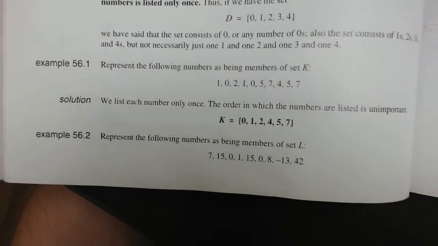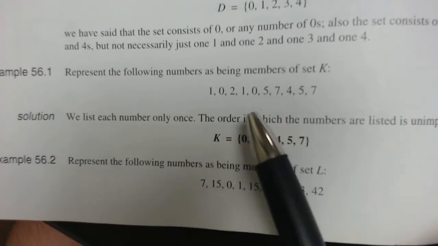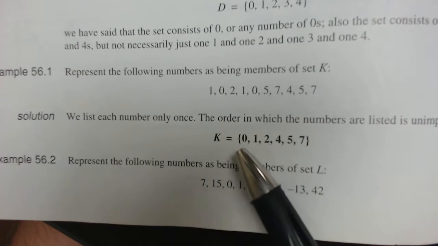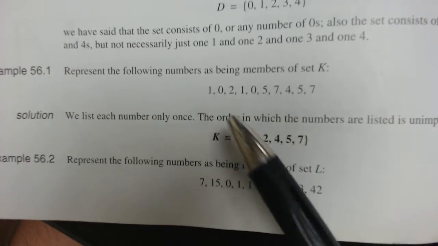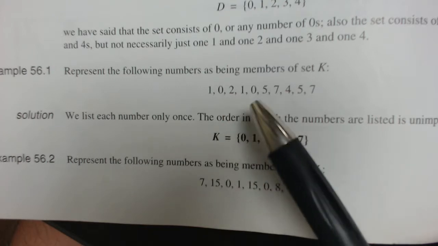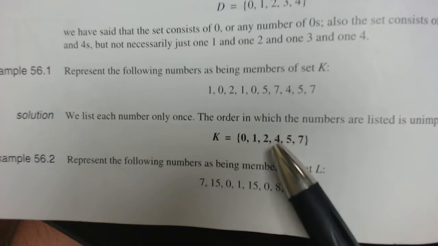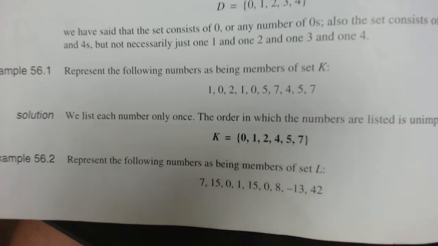They'll give you example problems like this. 56.1, they give you a group of numbers and they want you to represent them as the set of k. You'll just write k equals 0. Right? We see the number 0, and then we see the number 1, then 2. There's no 3s, so then I go to the next number, which is 4. Then I write down 4. There is a 5, and then I've got 2 7s, but I write down 1 7. So set notation is pretty simple.